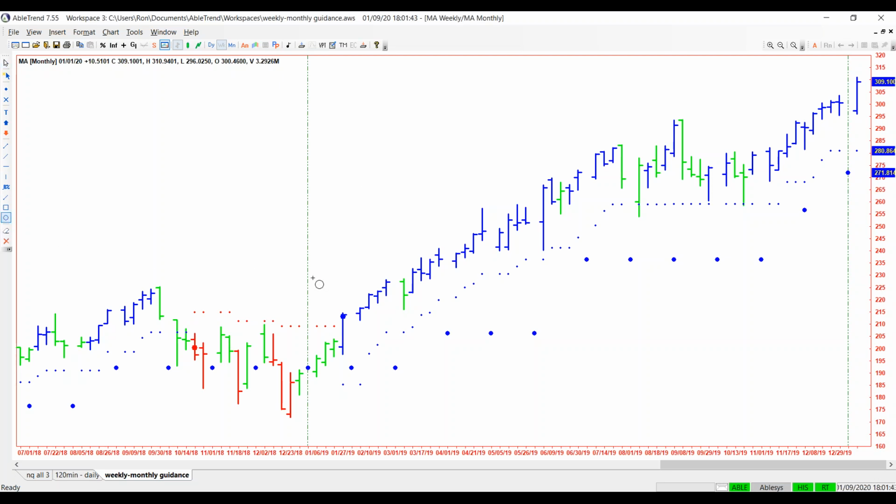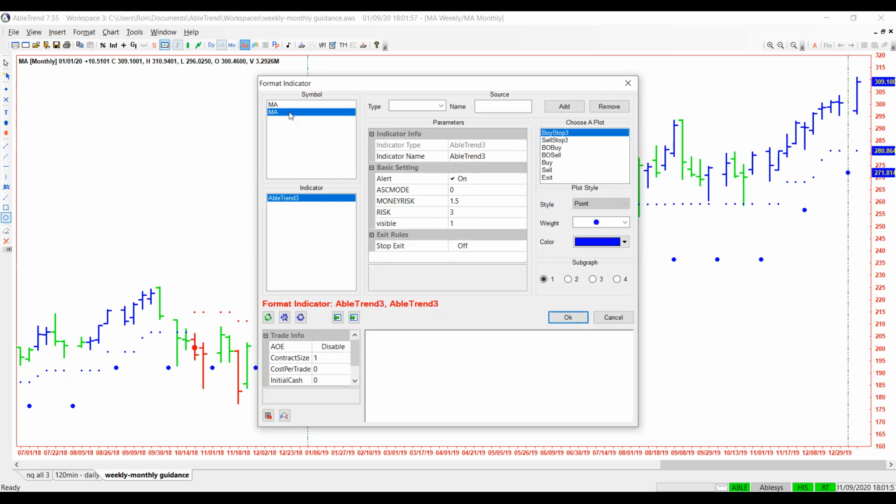But this is MasterCard. It's in pretty much everybody's mutual funds. It's a very highly popular stock, and you use it the same way. This is weekly, monthly. Oh, there are dots here instead of X's. That's easy enough to fix. We'll just make them X's. Crosses, I call it crosses.